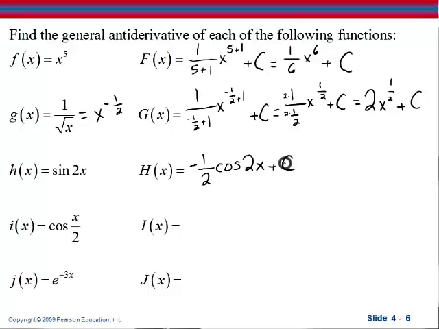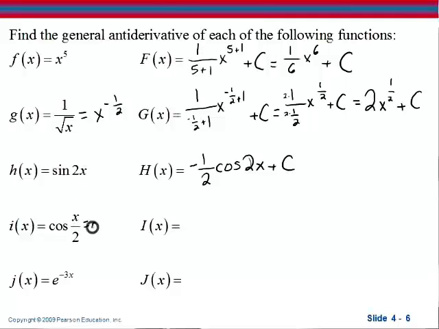plus c. Now the reason this works is, when I take this derivative, the derivative of the cosine of x is negative sine x, so those negatives cancel. Or negative sine 2x, so those would cancel. Then I have to take the derivative of the 2x, which is 2. And so the 2 times 1/2 will cancel out.